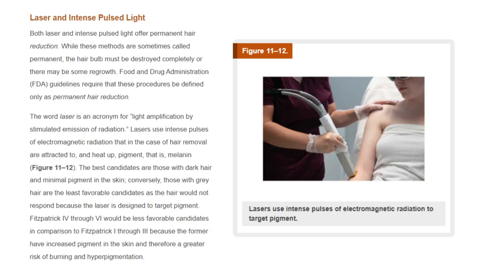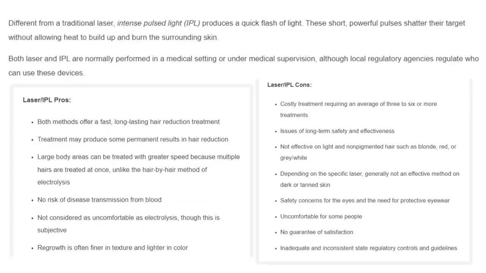Conversely, those with gray hair are the least favorable candidates as the hair would not respond because the laser is designed to target pigment. Fitzpatrick 4 through 6 would be less favorable candidates in comparison to Fitzpatrick 1 through 3 because the former have increased pigment in the skin and therefore a greater risk of burning and hyperpigmentation. Figure 11, 12. Lasers use intense pulses of electromagnetic radiation to target pigment.